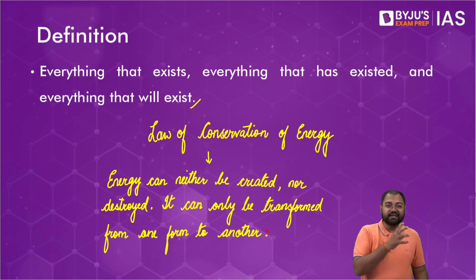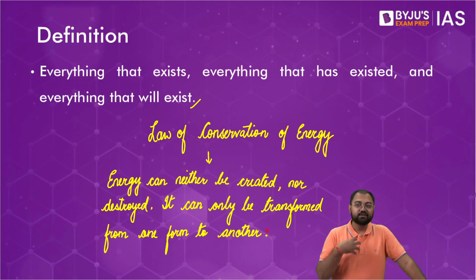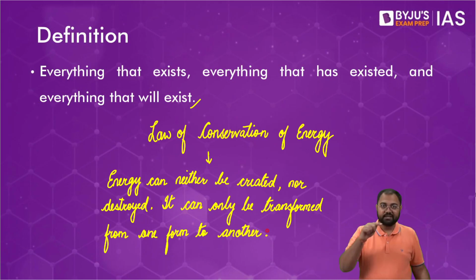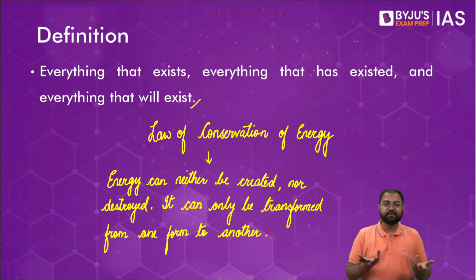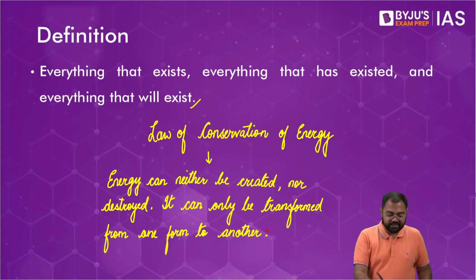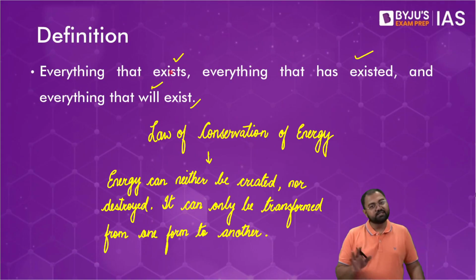So whatever it is today, tomorrow it's something else, but it came from what it was, and it will transform into something else. So that is basically how we are saying that the universe becomes a bound system, that everything that exists, that has existed, and that will exist is a part of the universe.